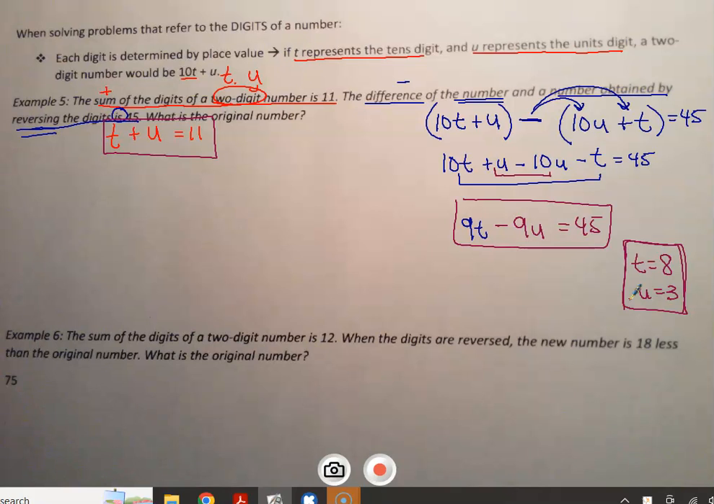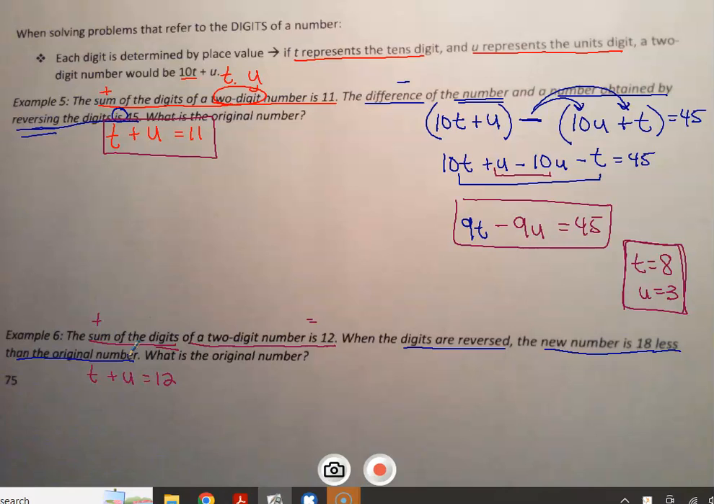And let's try the last one. The sum of the digits of a 2-digit number is 12. So t plus u equals 12. Again, sum means plus. When the digits are reversed, the new number is 18 less than the original number. What is the original number?